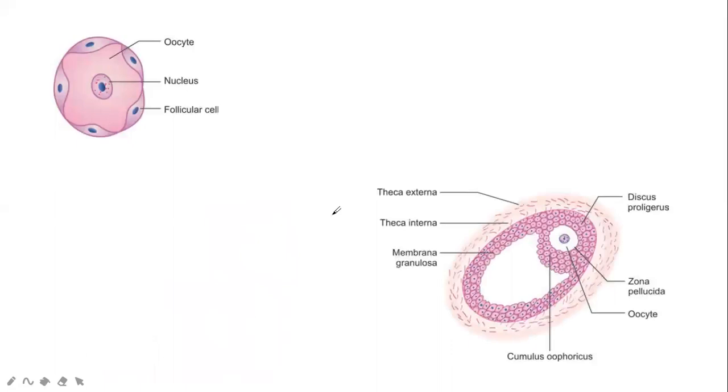Anyway, now the process of ovulation. Ovulation occurs on day 14, by the surging of the luteinizing hormone. The surging of the luteinizing hormone will induce ovulation.